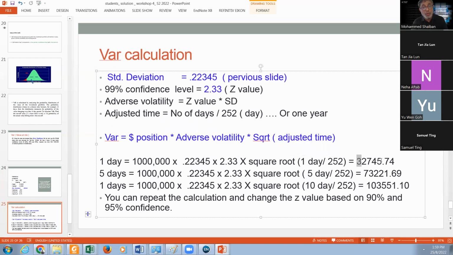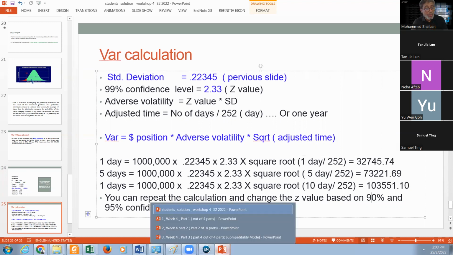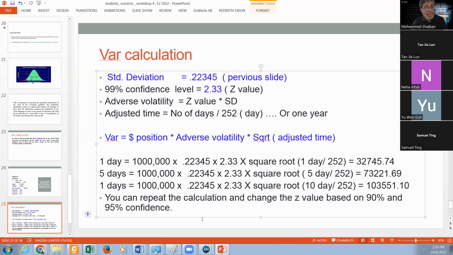And I find this is the losses for 1 day. This is the VAR for 1 day. This is the VAR for 5 days. This is the VAR for 10 days, which I calculated for you. And then you can play with the Z value of 90% or 95%. Now you understand that if it is 90%, it's 1.64. If it is 95%, it is 1.96. If it is 99%, it's 2.33. This is how we do it.